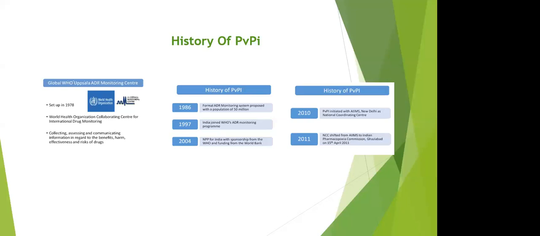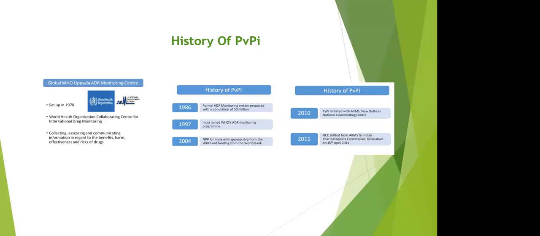So, history of PVPI. In 1986, pharmacovigilance activities were initiated with the proposal of a formal ADR monitoring system with 12 regional centers. In 1989, 6 regional centers were set up in Mumbai, New Delhi, Kolkata, Lucknow, Puducherry, and Chandigarh, under the supervision of the Drug Controller of India. In 1997, India joined WHO's ADR monitoring program, but it was not successful. In 2004, a National Pharmacovigilance Program was launched for India with sponsorship from WHO and funding from the World Bank.